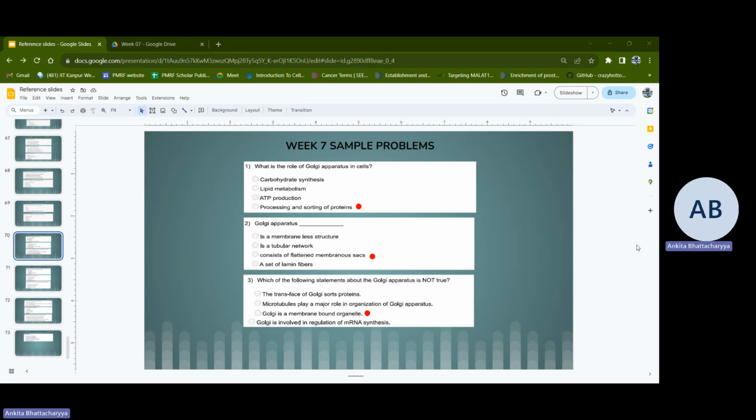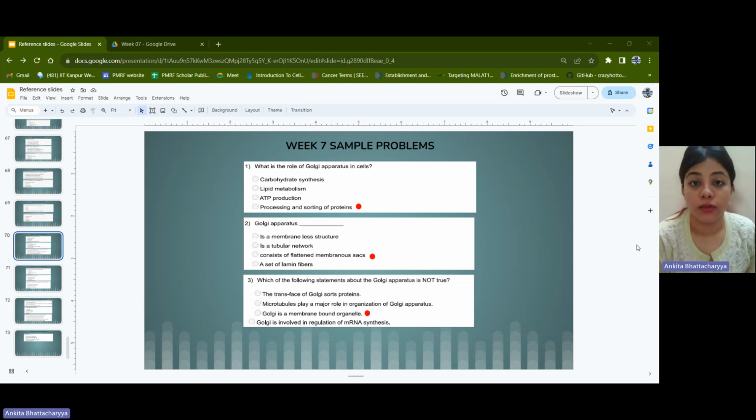So we'll just go with the sample problems for this week's topics. The first question is, what is the role of the Golgi apparatus in cells? First is carbohydrate synthesis, second is lipid metabolism, third is ATP production, or processing and sorting of proteins. Like we've just discussed, the Golgi is majorly involved in the sorting process after trafficking from the ER. It begins at the ER, but then it is carried forward by the Golgi.